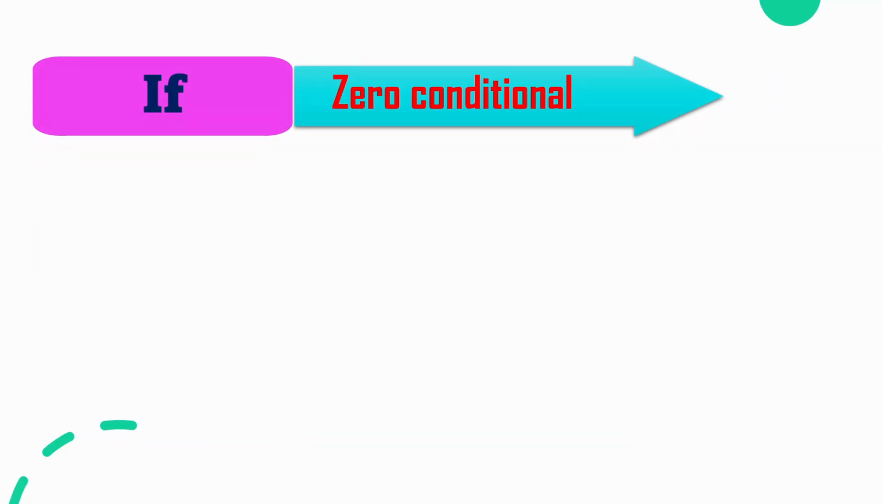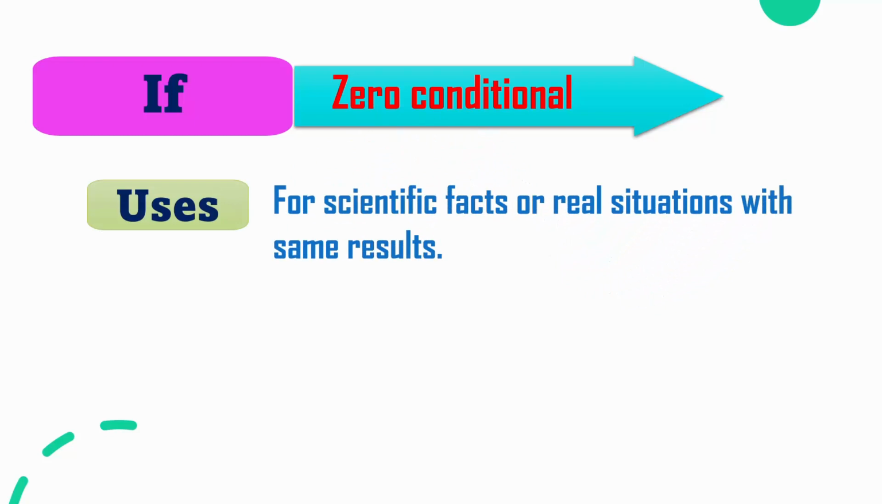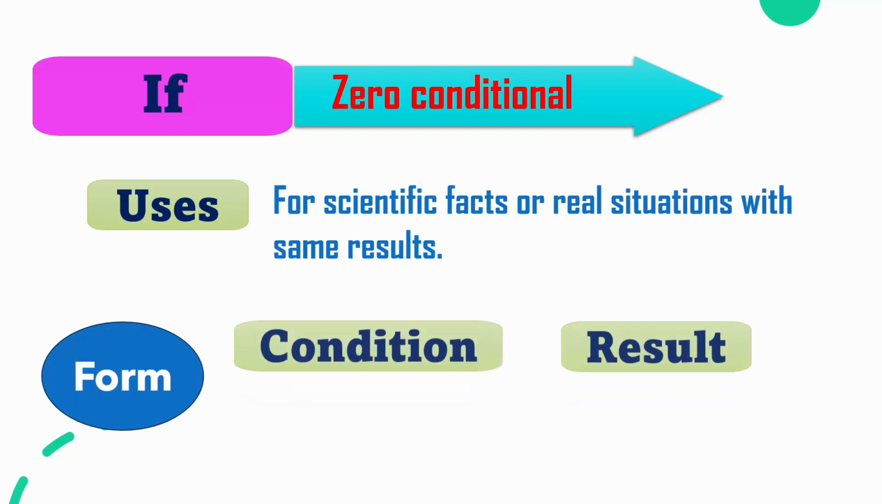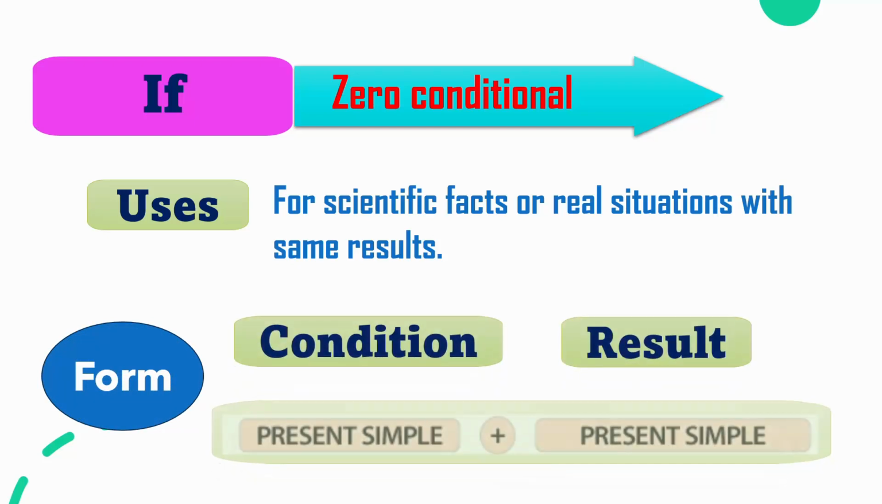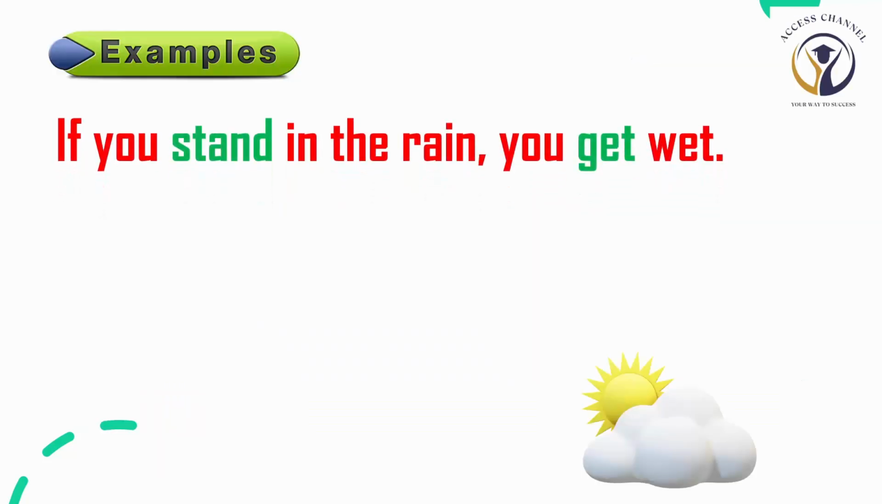Let's start with zero conditional. First, we need to know the uses of this conditional. Simply, we can use this rule for something factual, a scientific fact. So zero conditional is for factual things, for scientific facts or real situations with the same results. The form of this conditional is present simple, and in the result clause, present simple. So let me show you more about this conditional through examples.